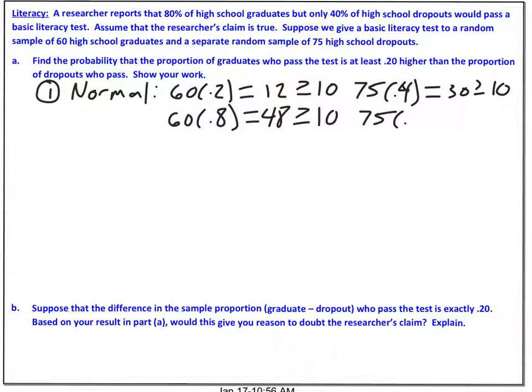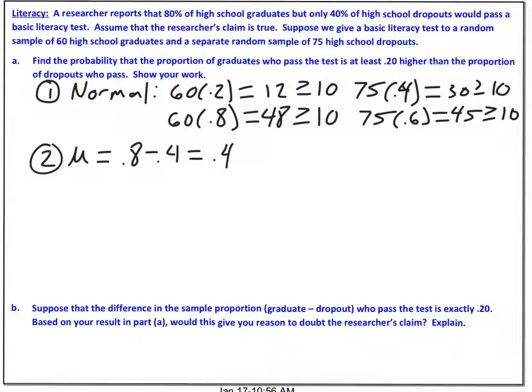Here's the dropouts. I've got to take 40% of 75 and 60% of 75. All right, step 2, I need my center. Well, that should be 0.8 minus 0.4. And then we've got to take a look at spread. That would be sigma.